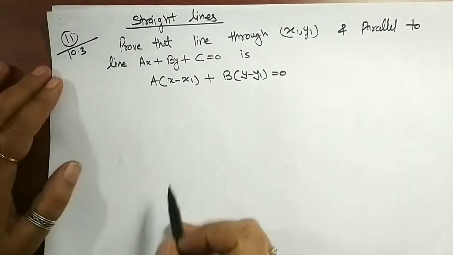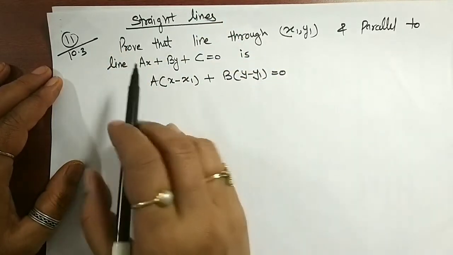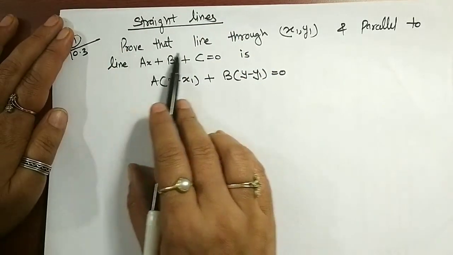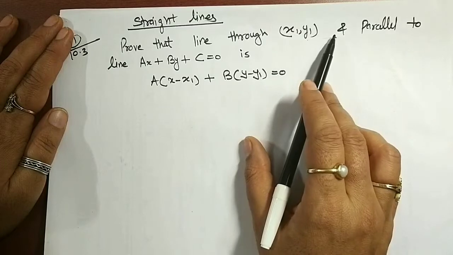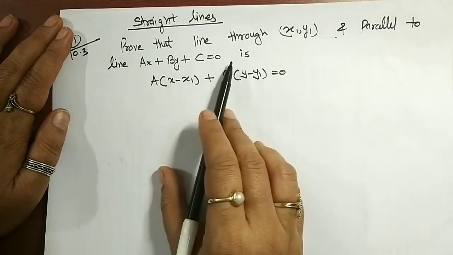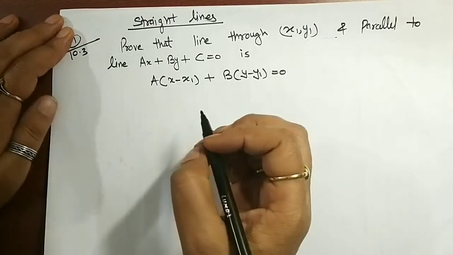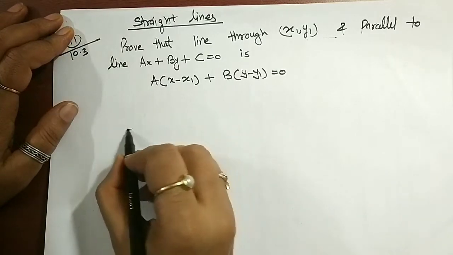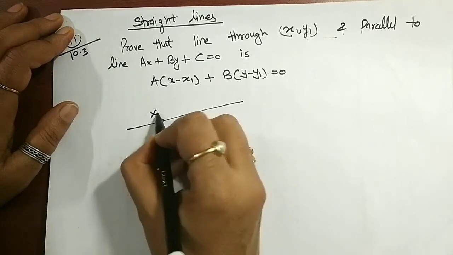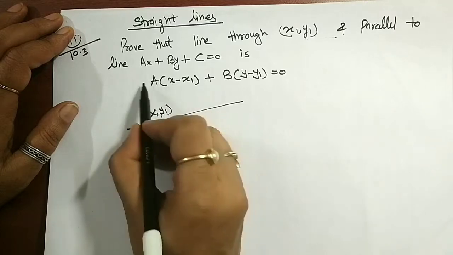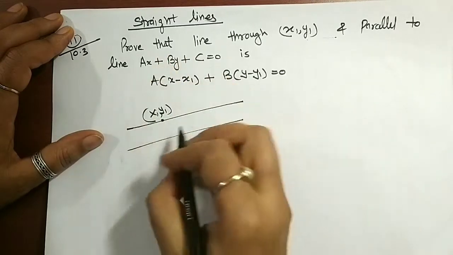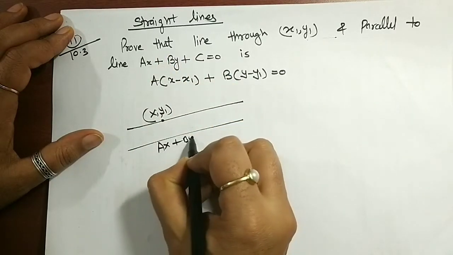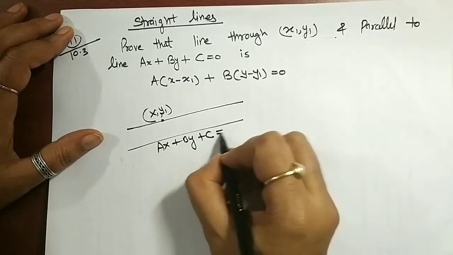Number 11 from the Straight Lines NCERT book. This is a very easy question. They are saying prove that the line through this point is parallel to this. The equation is this. They are saying there is some line which is passing through (x1, y1) and parallel to this given line, which is ax + by + c = 0.